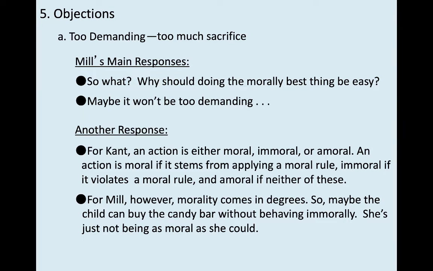So we can say that the kid buying the candy bar, because it creates some happiness, is morally good to some extent. Of course, donating the money would be morally good to a greater extent, but that doesn't make eating the candy bar bad. It just means it's not as good as it could have been. Correspondingly, you might think not so much is demanded of us. It doesn't demand too much sacrifice because it doesn't really demand anything. It just is a way to evaluate the extent to which an action is morally praiseworthy or blameworthy.